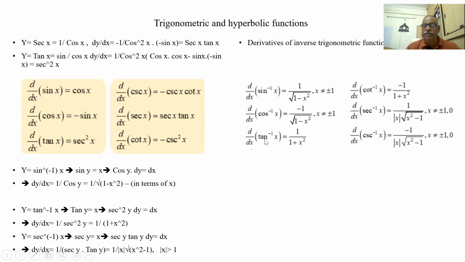The derivative of tan x is secant square x, and since tan x is x, secant square x is 1 plus x square. So let us see this derivation.